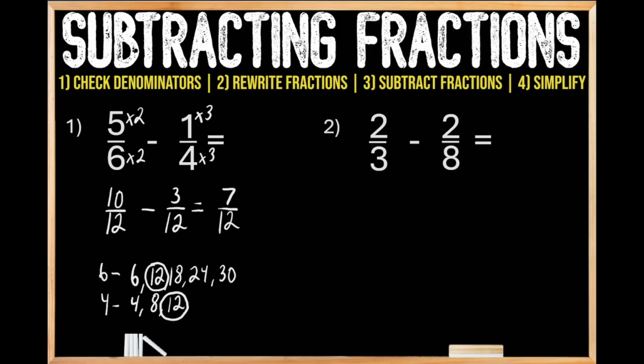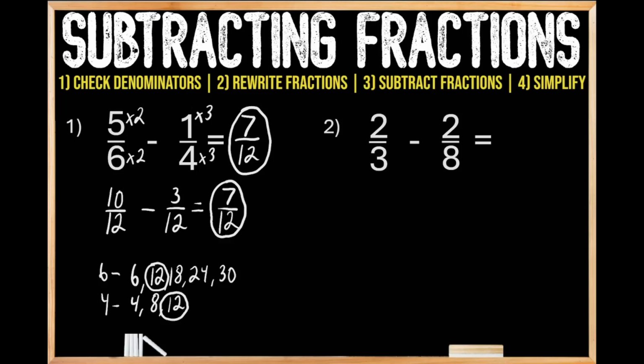And now for the last step, step number 4, where we're going to simplify the fraction. And here there's no common factor between both 7 and 12 other than 1, so that means that this fraction is already written in its lowest possible terms. So when we subtract 1/4 from 5/6, we get the fraction of 7/12 when written in its lowest possible terms.